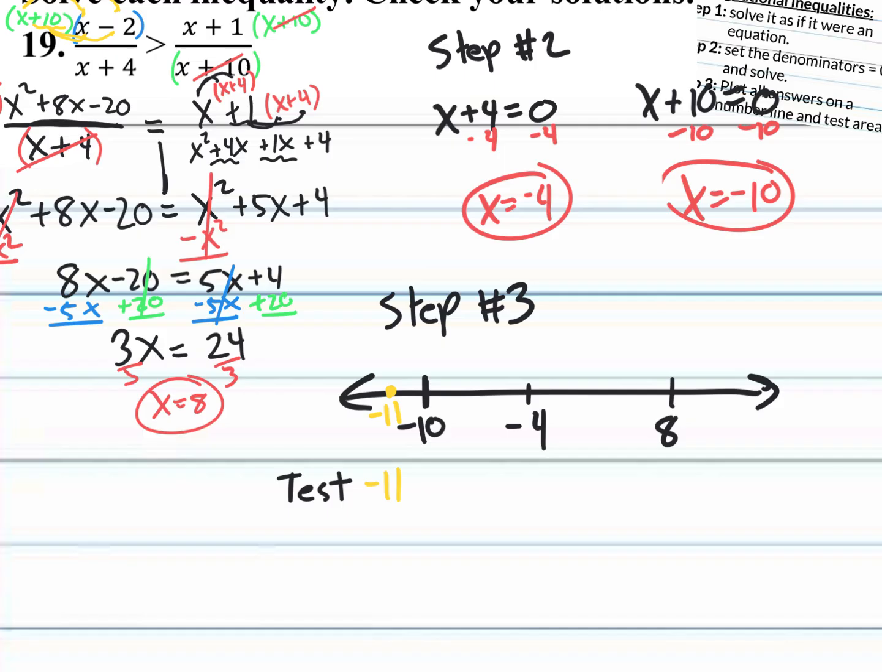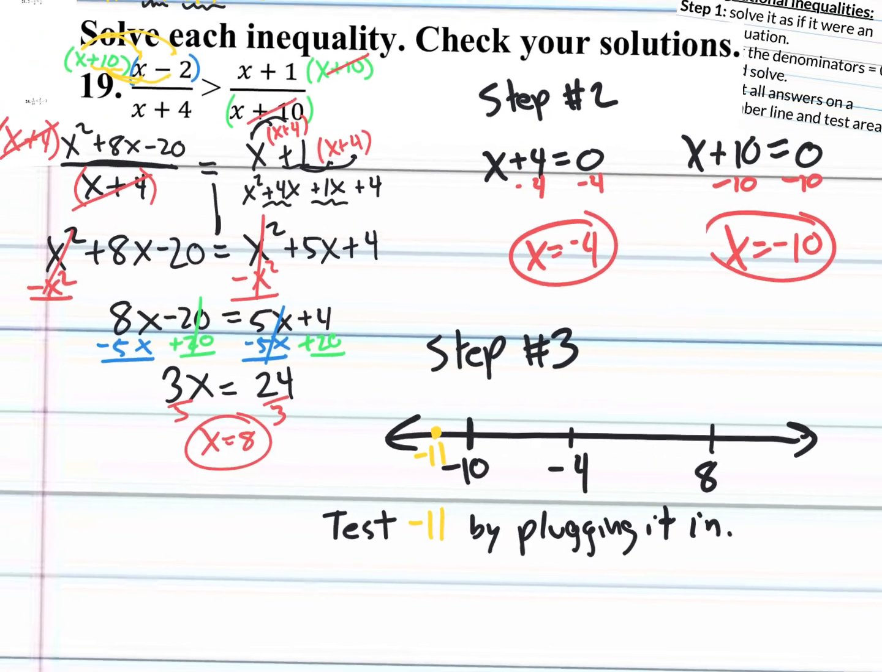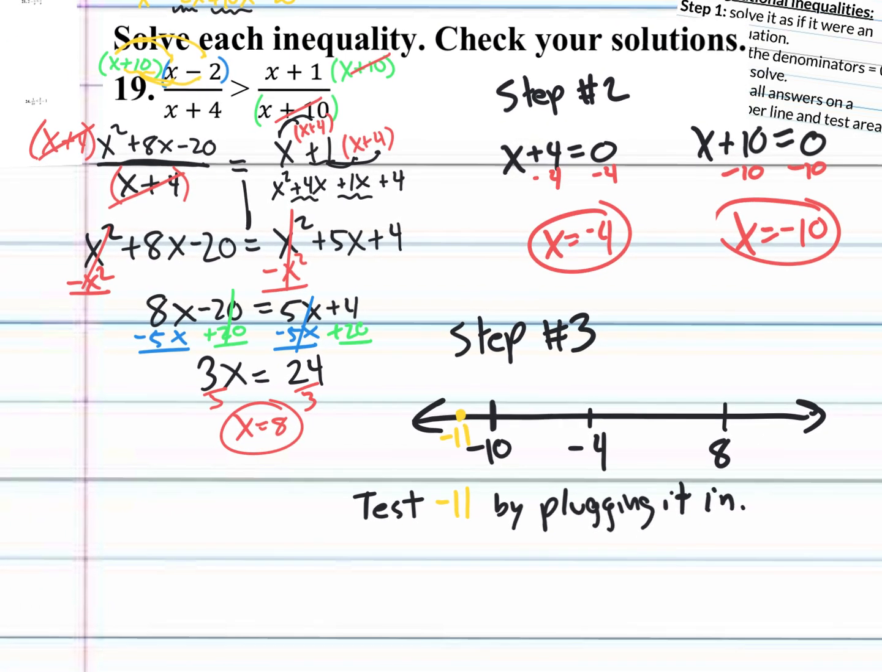And test negative 11, how? By plugging it in. We're going to plug it in, okay? Plug it into what? Plug it into the original. Now, the original says x minus 2 over, so I'm going to put the x minus 2, but in this case, I'm plugging in a negative 11 for x.